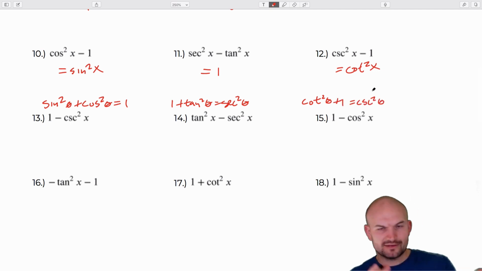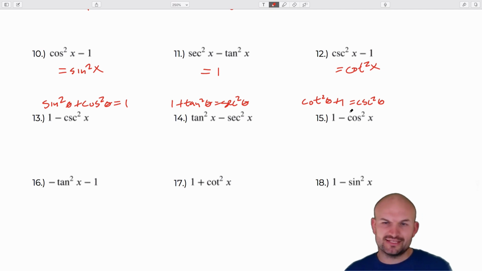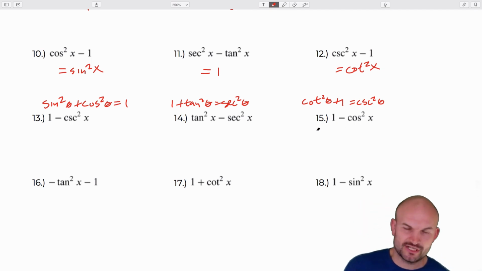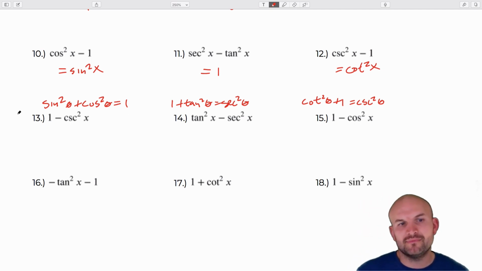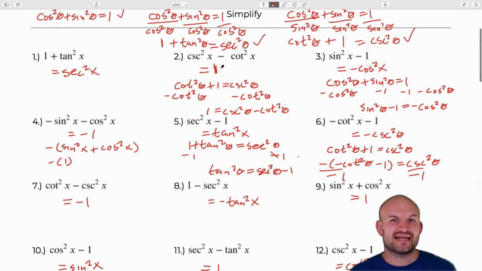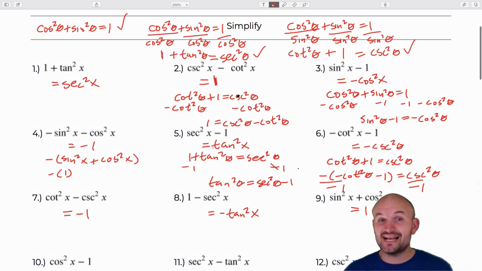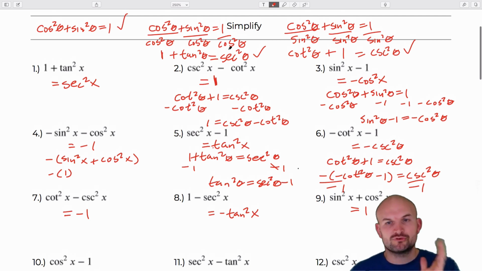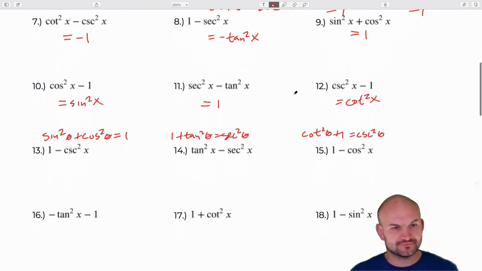And again, if you're going to change these around, you could write this as cosecant squared minus 1 equals cotangent squared. It really just depends. These are the ways that I created them, and that's how I have them memorized. But if you don't have them memorized, as long as you remember cosine squared plus sine squared equals 1, you can work to create those other 2 identities.